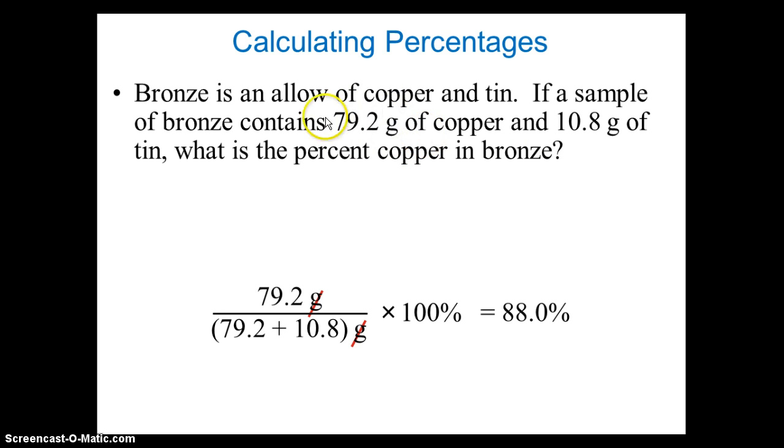Contains copper and tin. So we need to add 79.2 plus 10.8 grams, which is the total grams. And we need to find out percent of copper, which is 79.2 grams. And we multiply by 100%, you get 88% of copper in a bronze.